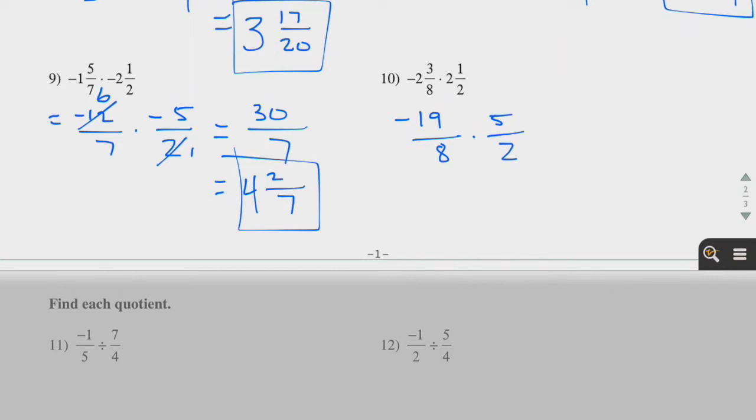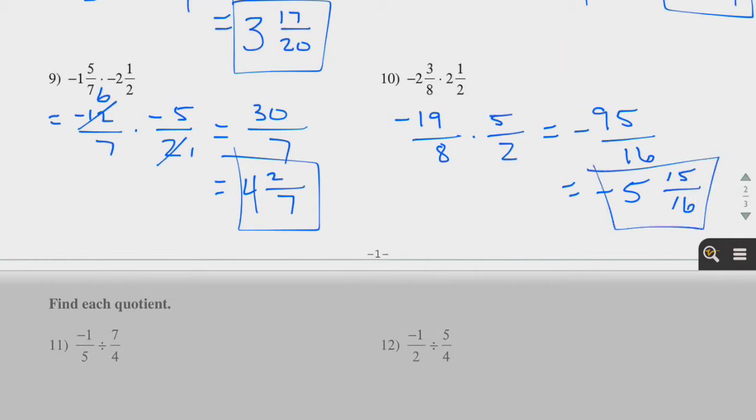So 19 times 5 gives us 95 over 16. And we've got to make sure that we put that negative. And 95 goes into 16 5 times, so we get negative 5. 5 times 16 gives us 80. 95 minus 80 gives us 15 left over, 16. So we end up with negative 5 and 15/16.